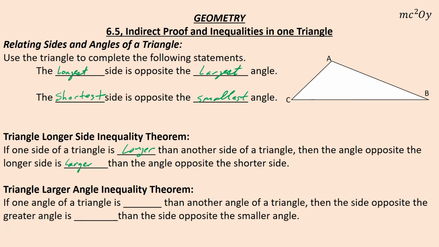Okay, so if one angle of a triangle is larger than another angle of a triangle, then the side opposite the greater angle is longer.